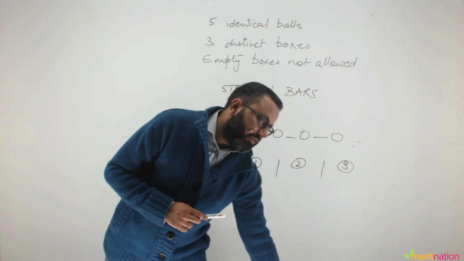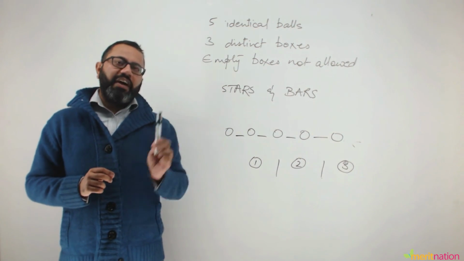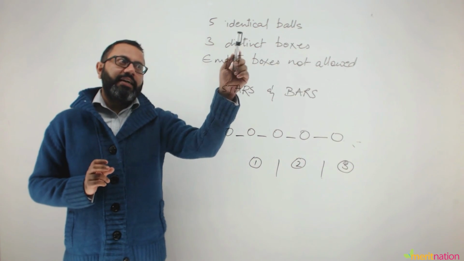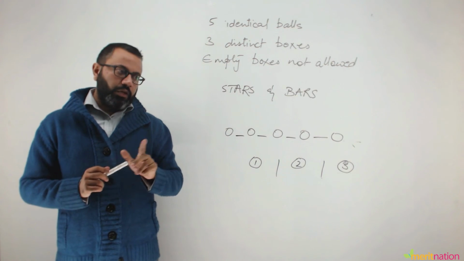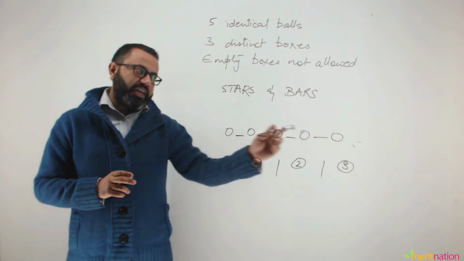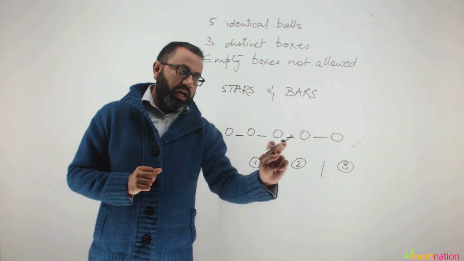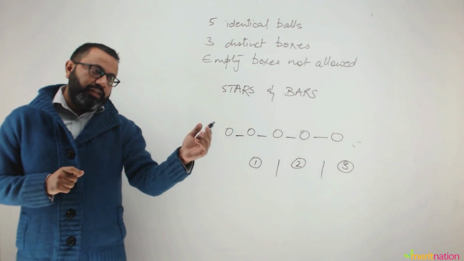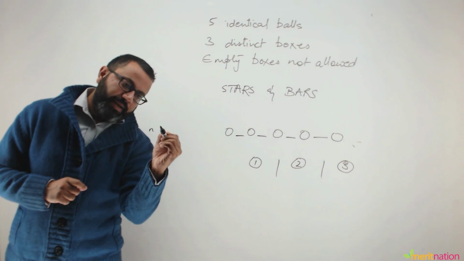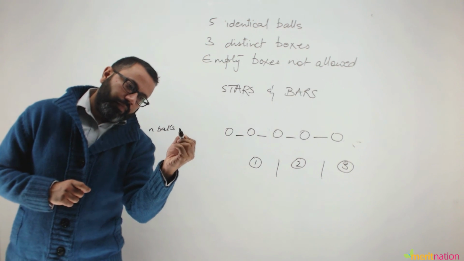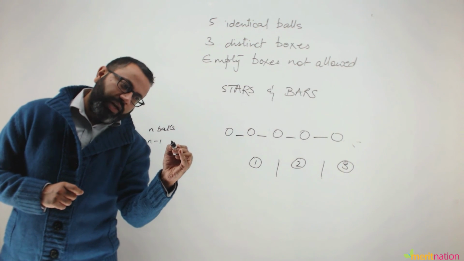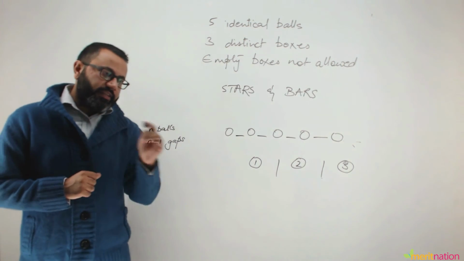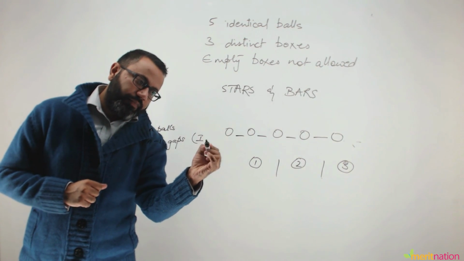So now let's ask ourselves something. We started with 5 balls and 3 boxes. The balls were identical, the boxes were distinct. What we have done is we replaced the 5 balls with how many gaps? With 4 gaps. Can I then say that we have replaced n balls with n minus 1 gaps? These are all identical.